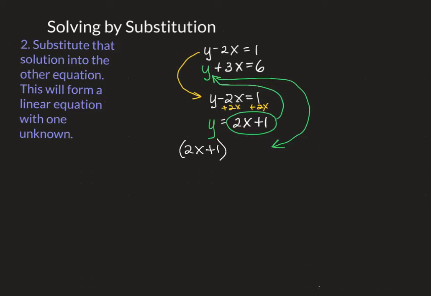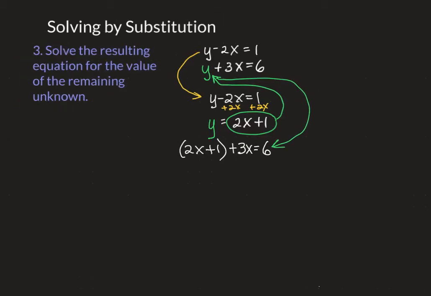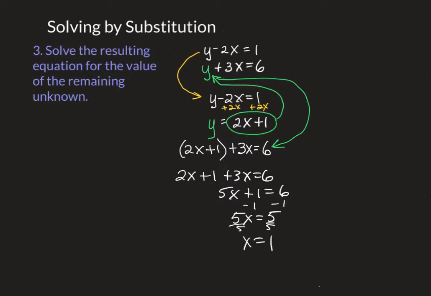And in that second equation, I then have plus 3x equals 6. There's nothing to distribute outside the parentheses here, so I'm just going to go ahead and get rid of those parentheses. I'm looking at 2x plus 1 plus 3x equals 6. Combine like terms. I get 5x plus 1 equals 6. Solving algebraically, I'm going to subtract 1 from both sides. 5x equals 5, and divide both sides by 5. I get x equals 1.